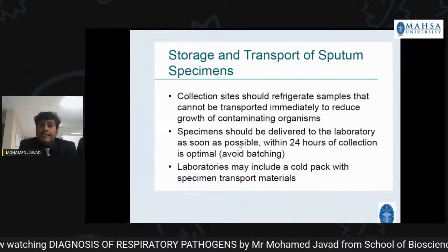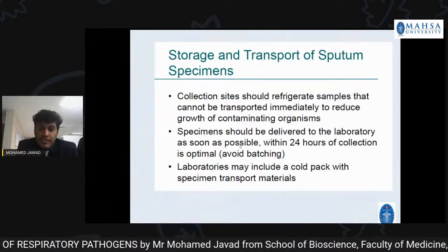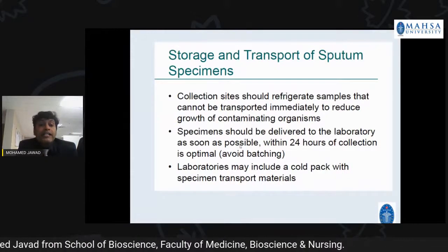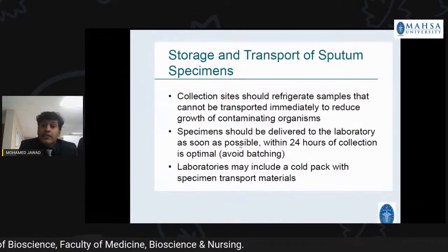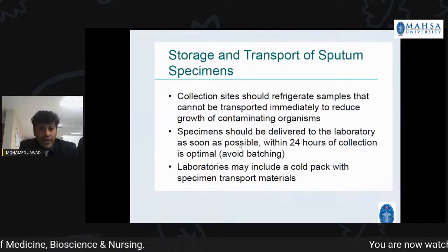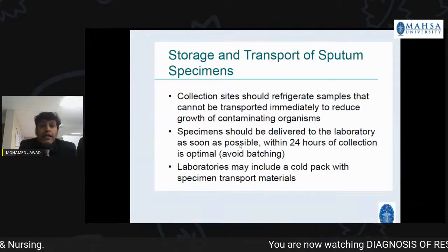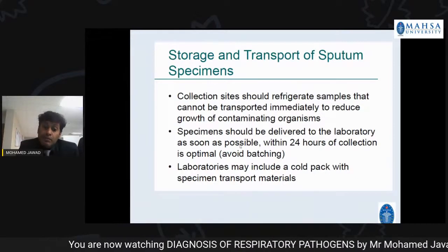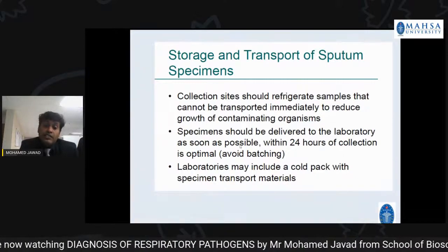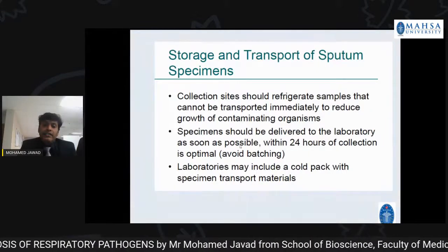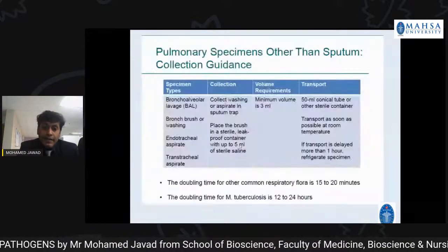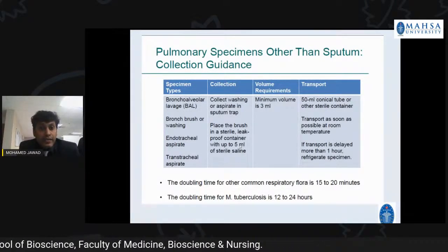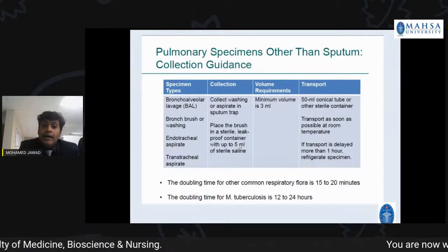Then the storage and transport of sputum specimens. The collection site should refrigerate samples that cannot be transported immediately, to reduce the growth of contaminating organisms. The specimen should be delivered to the laboratory as soon as possible. Within 24 hours of collection is optimal. It's about batching and all. Actually, these are the main precautions we take during the collection of the sample.